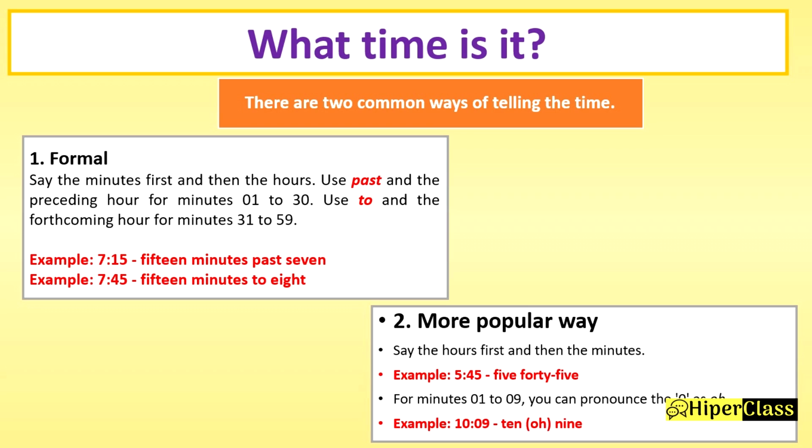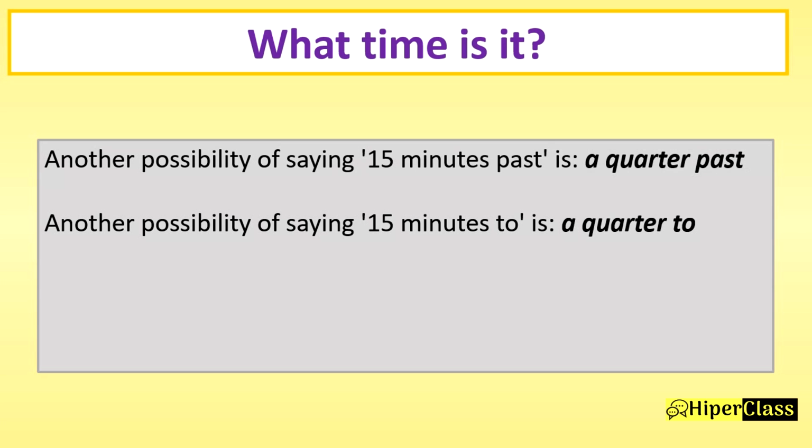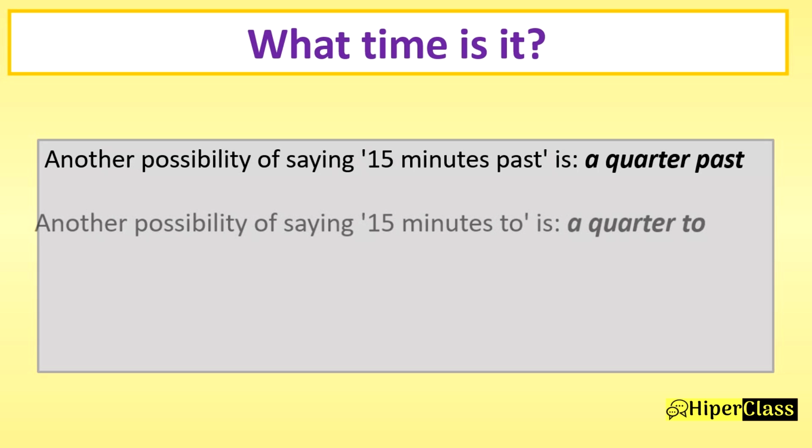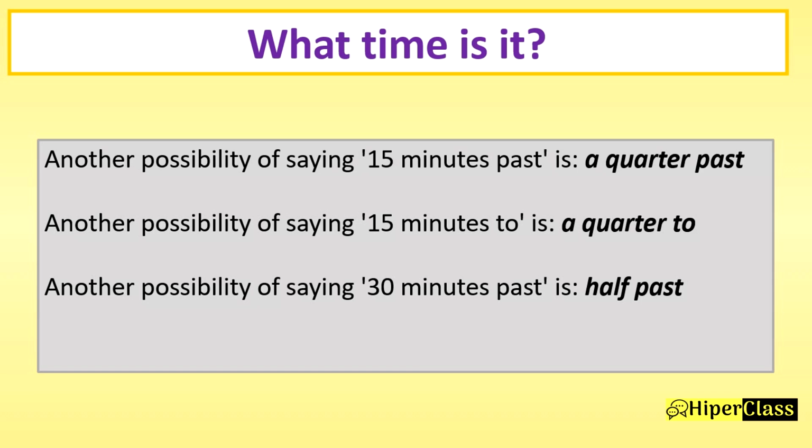What time is it? Another possibility of saying 15 minutes past is a quarter past. Another possibility of saying 15 minutes to is a quarter to. Another possibility of saying 30 minutes past is a half past. For example, a half past 5.